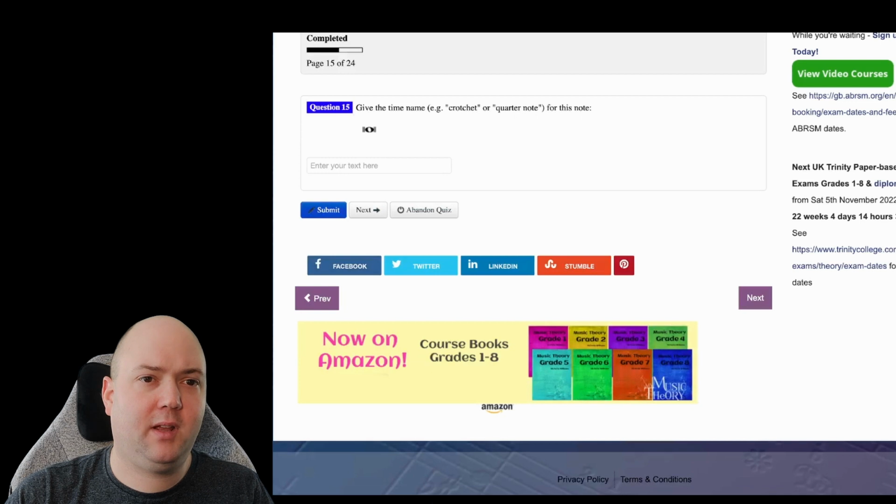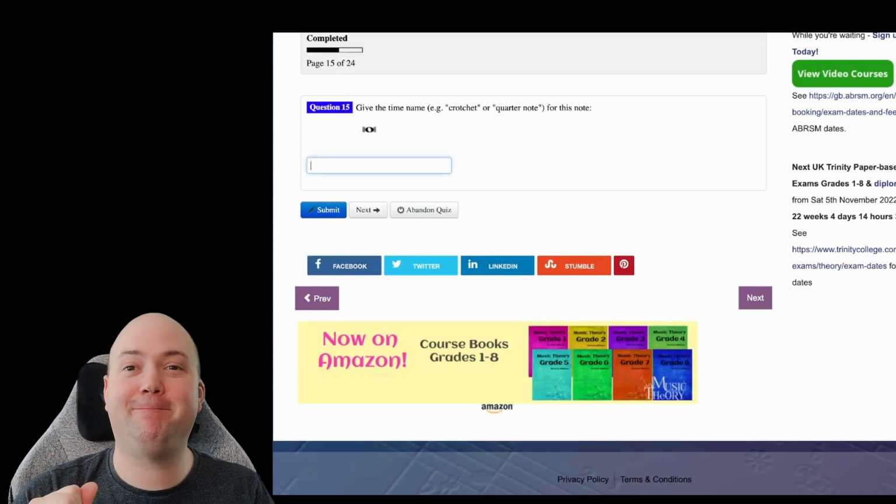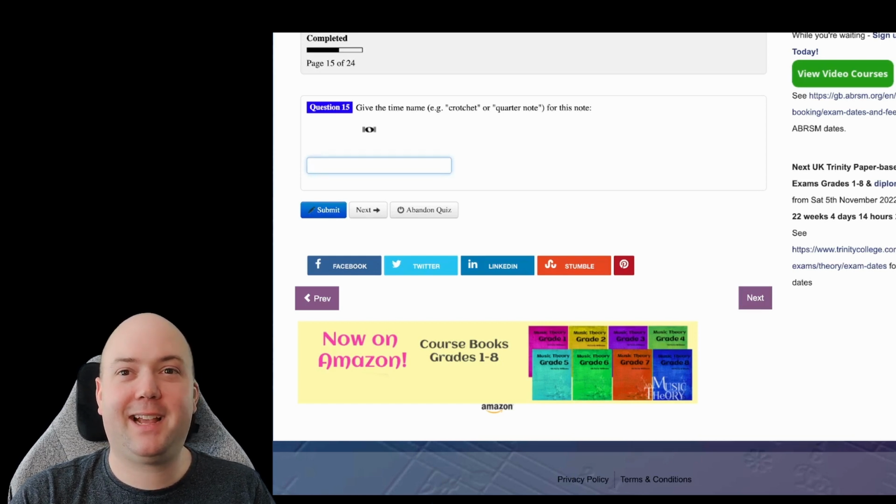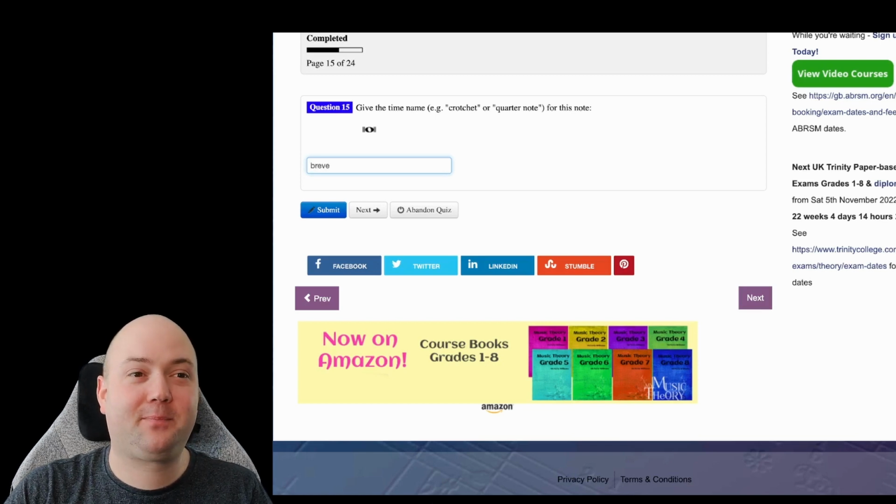Give the time name for this note. Oh my goodness. This is actually really funny. I don't necessarily know what we call it in the US. It might be a double whole note. I think I've seen it once in context. It is so rare to see this thing, but I'm going to go with the British name. I am pretty sure that's a breve. At least I hope. Because it's so rare to see this thing.